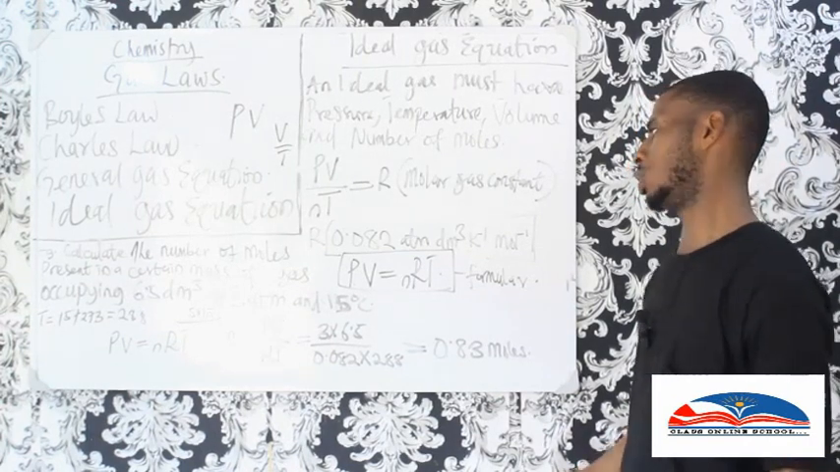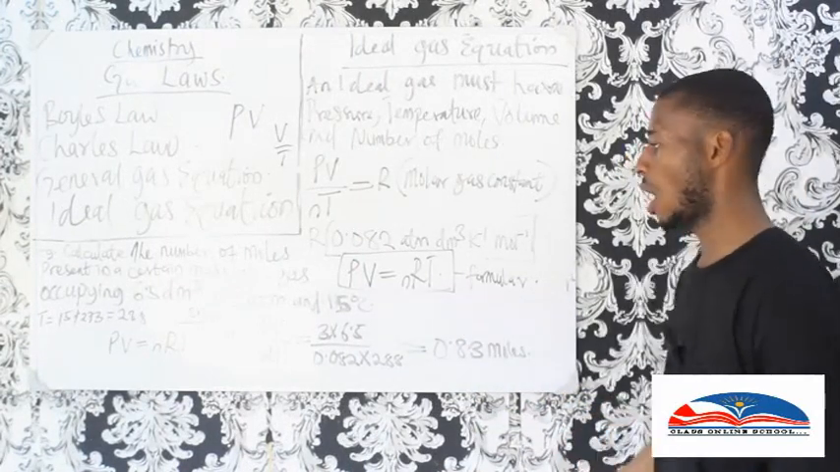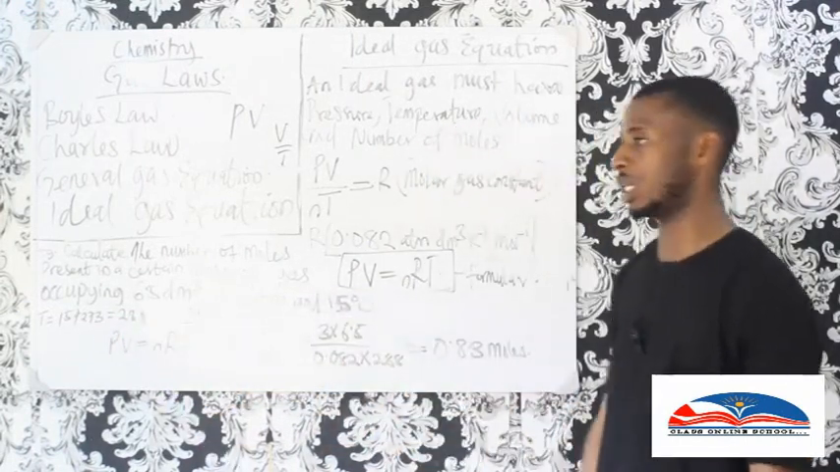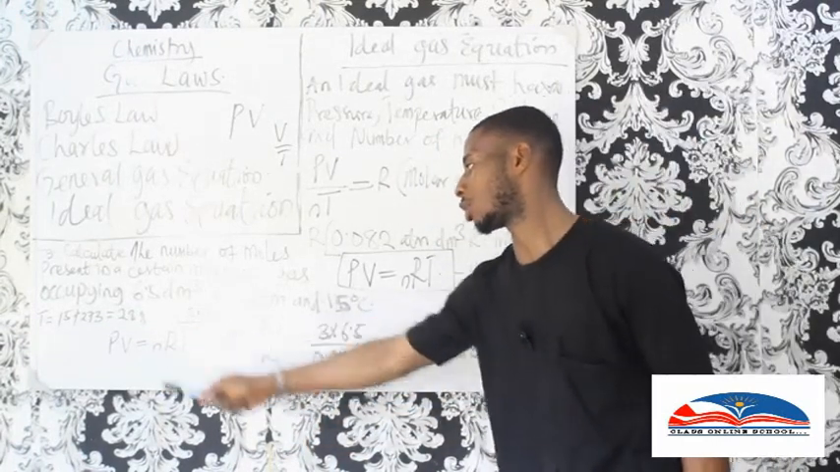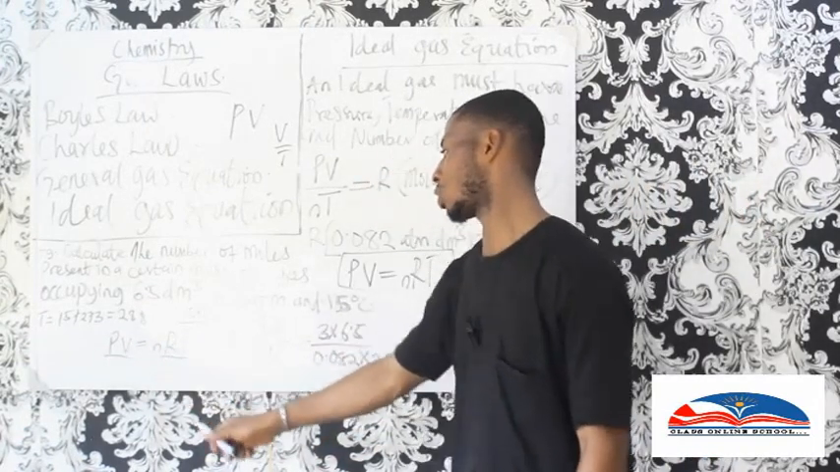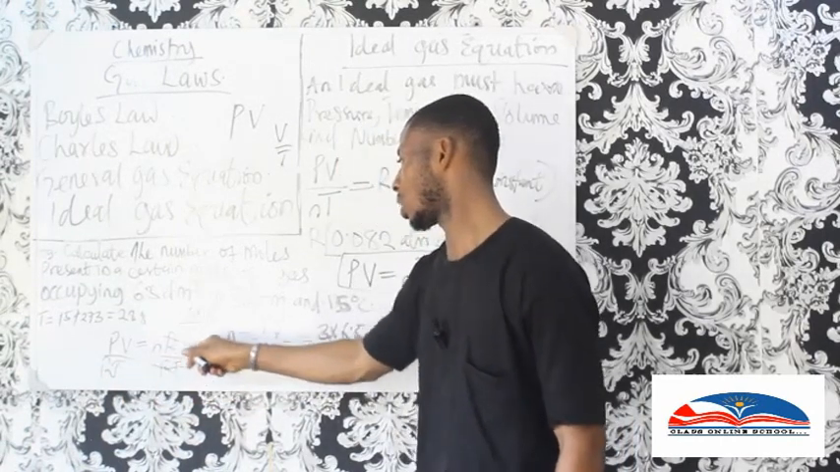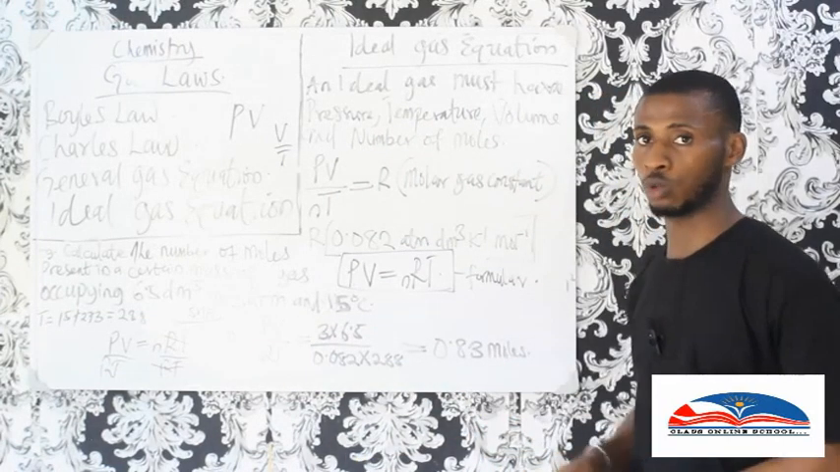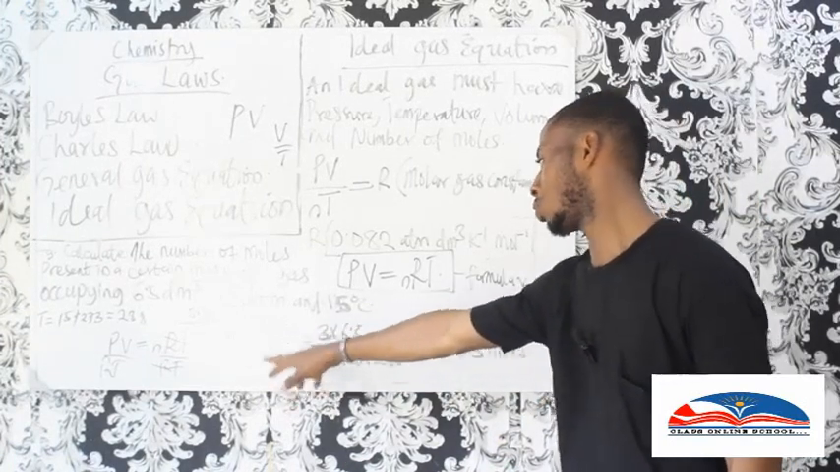So what you do is you change your temperature to Kelvin and you put your formula. That is what we did: 15 plus 273 equals 288 Kelvin. Now this is our formula. We want to make n the subject of the formula. We divide through by the coefficient of n, which is RT and RT. RT cancels RT, making n the subject: n equals PV over RT.